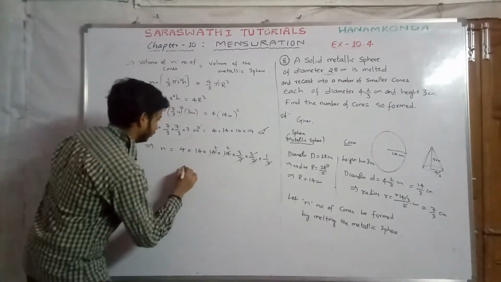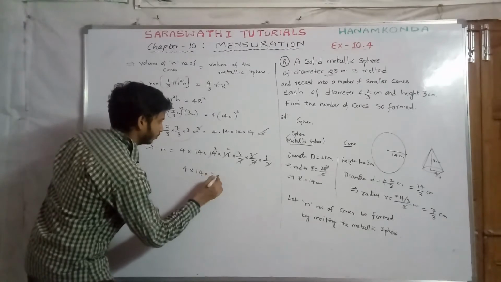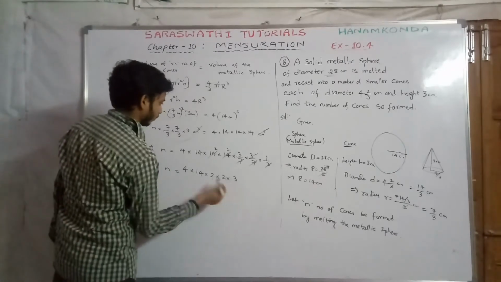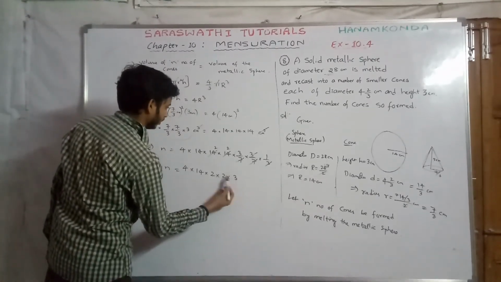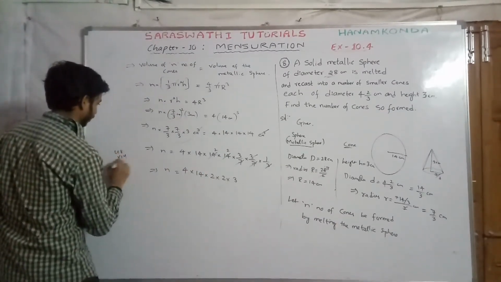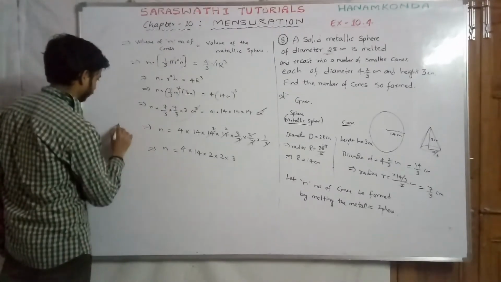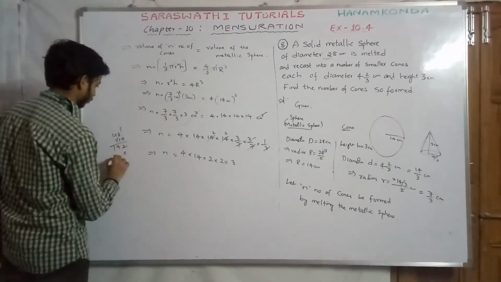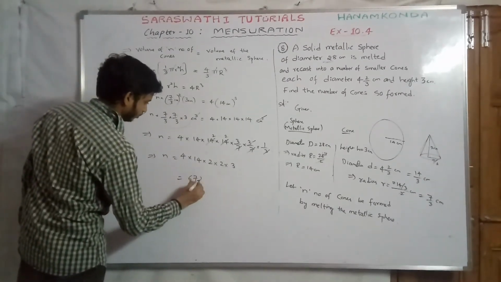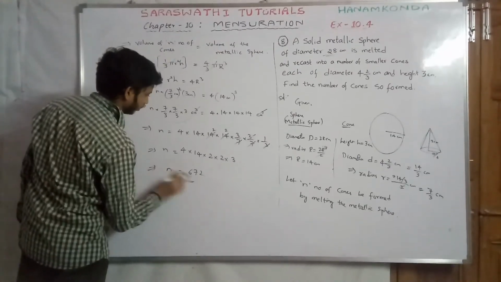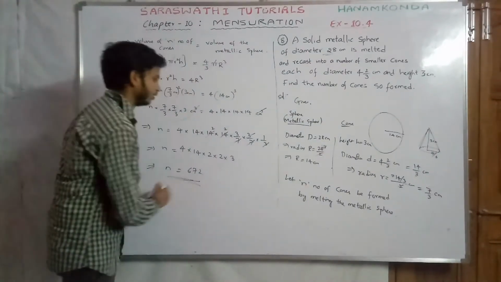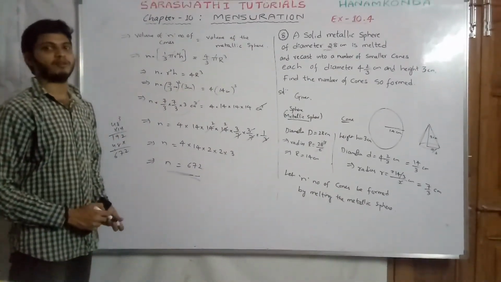Now 4 into 14 into 2 into 2 into 3 into 3 is 9... 2 threes are 6, 6 twos are 12, 12 fours are 48. Then 48 into 14 gives 672. So the n value we have obtained is 672. Therefore the number of cones which can be formed by melting the metallic sphere is 672. So this is the answer. By this we have completed our 10th chapter.